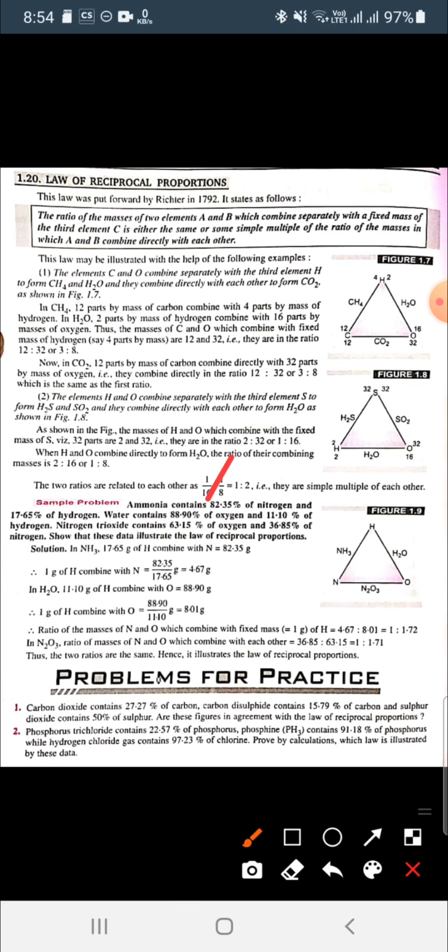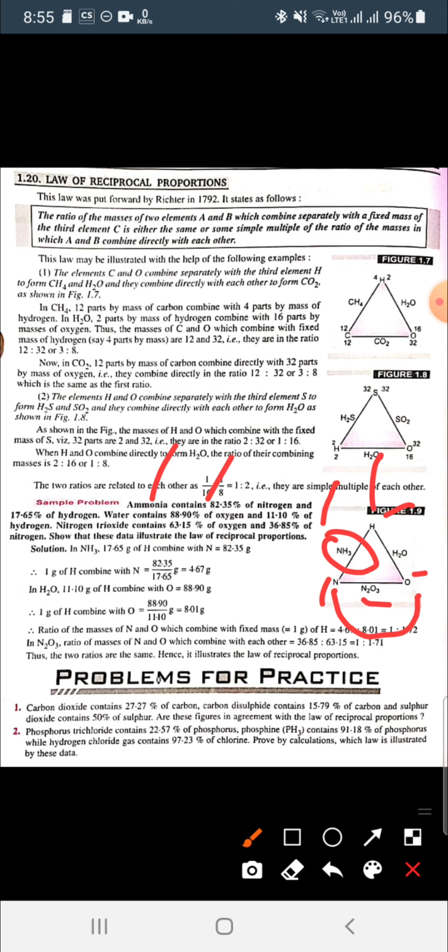Ammonia contains 82.35% of nitrogen and 17.65% of hydrogen. Water contains 88.90% of oxygen and 11.10% of hydrogen. And nitrogen trioxide contains 63.15% of oxygen and 36.85% of nitrogen. Show that these data illustrate the law of reciprocal proportion. As you can see, ammonia is NH3, nitrogen and hydrogen, and water is H2O, hydrogen and oxygen. Nitrogen and oxygen form nitrogen trioxide, that is N2O3. So this may be the diagram.